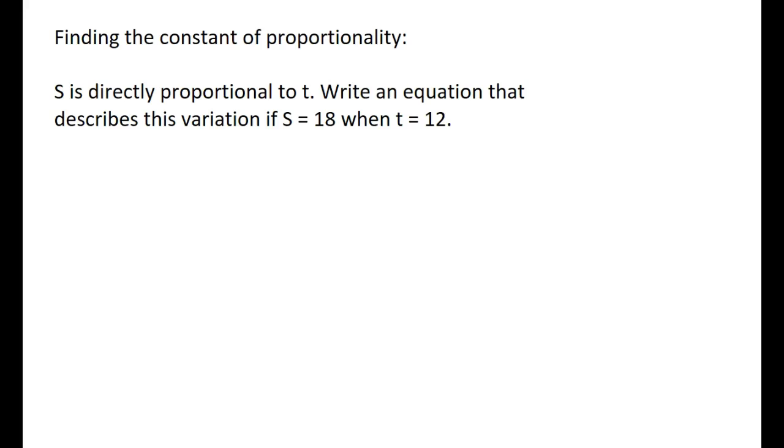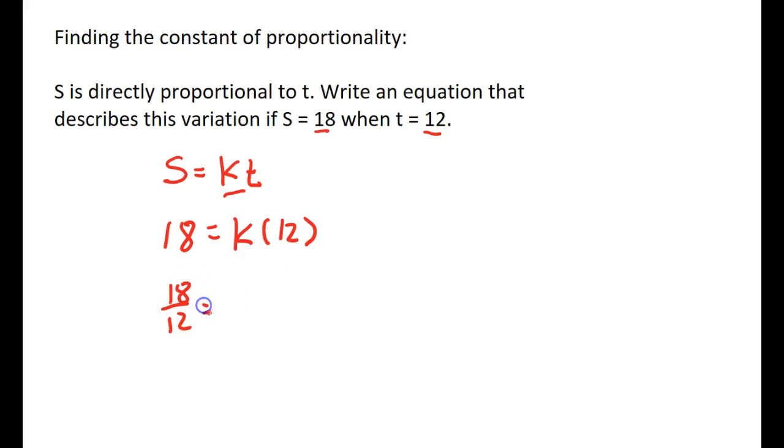Okay, so now let's look at this. This says that s is directly proportional to t. So here's our equation, s equals kt. And we're going to now find k, because we know that when s is 18, t is 12. So I'm going to plug those numbers in. 18 equals k times 12. Divide both sides by 12. And I get k, reduce, and k is 3/2. So here's the equation, s equals 3/2 t. So now I can find any value of s given a value of t.